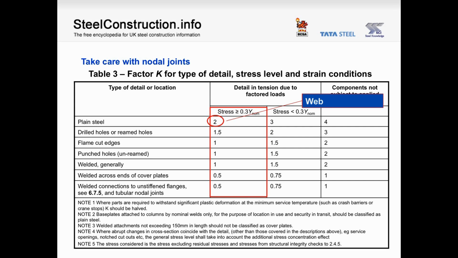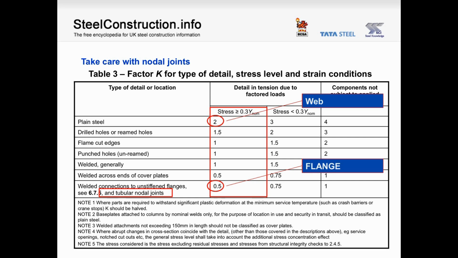Let's move on to the top flange. Same column in the table, and then in terms of fabrication, it wouldn't be unreasonable to assume welded generally with a K factor of 1. However, if we look closer, we see a category, welded connections to unstiffened flanges, see 6.7.5 and tubular nodal joints. And it's the tubular nodal joints that was added to the 2010 amendment of the code that advises us that a K factor of 0.5 is more appropriate.